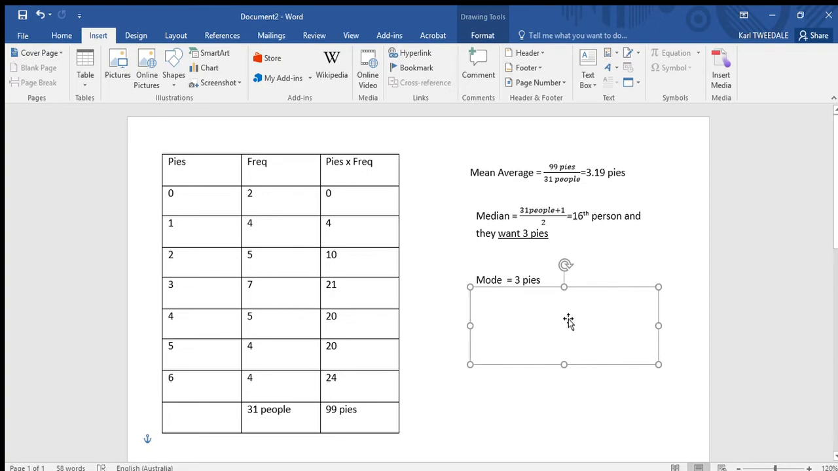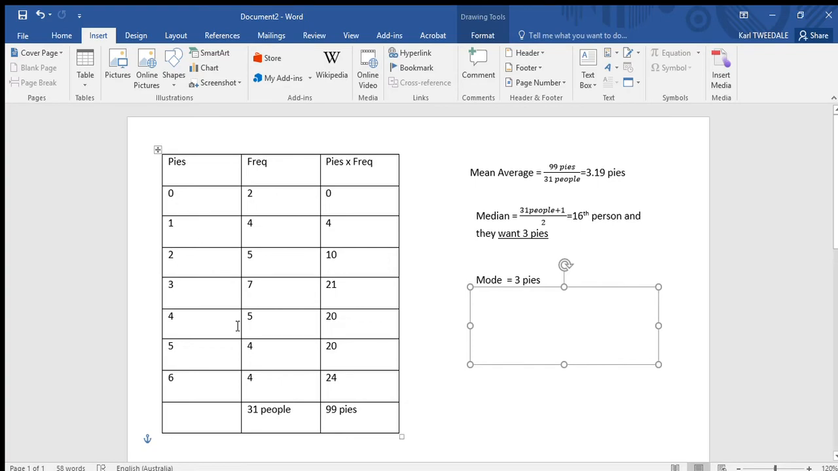Finally, we now find out the range. To work out the range, it's the most amount of pies that were sold minus the least amount of pies that were sold, 0. So in this case, 6 take away 0, and the range is 6.